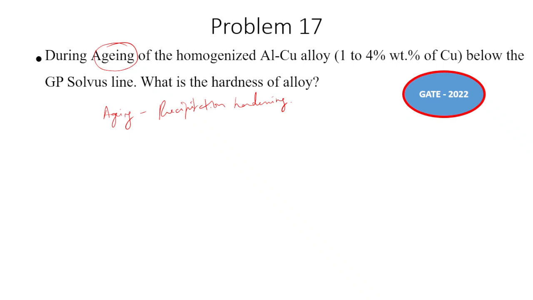What happens is, if we age, which means we expose a particular material or metal at a particular temperature, there is a change in the structure. The alloying element that we are adding, here in our case the 4% of copper, will slowly form precipitates throughout the matrix, throughout the aluminum, the parent element.